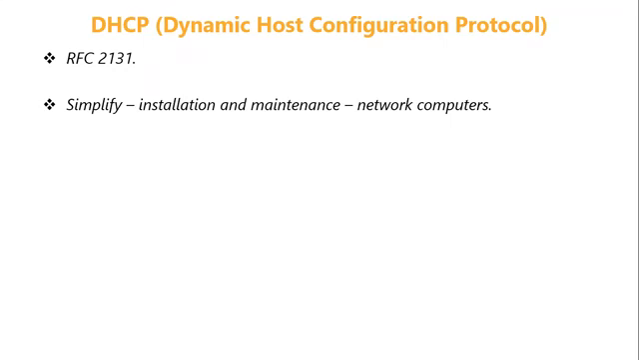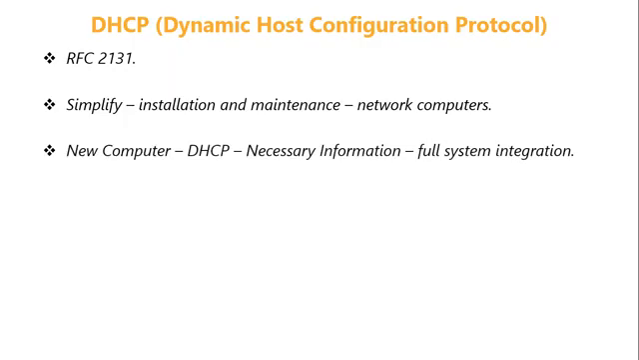DHCP is mainly used to simplify the installation and maintenance of networked computers. If a new computer is joining a particular network, then DHCP can provide it with all the necessary information for integrating that new computer into the network.